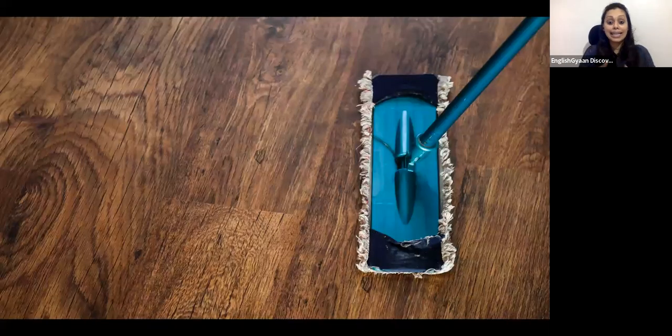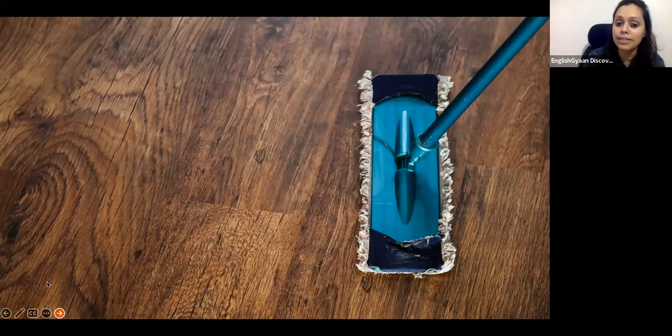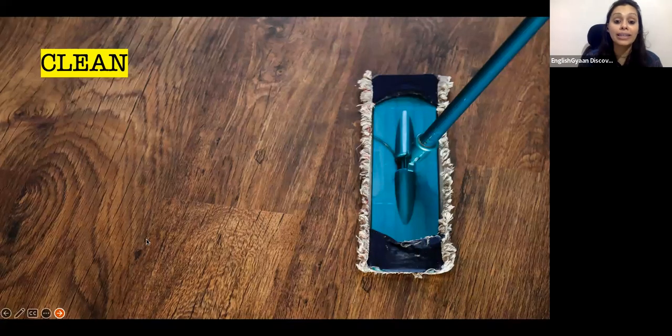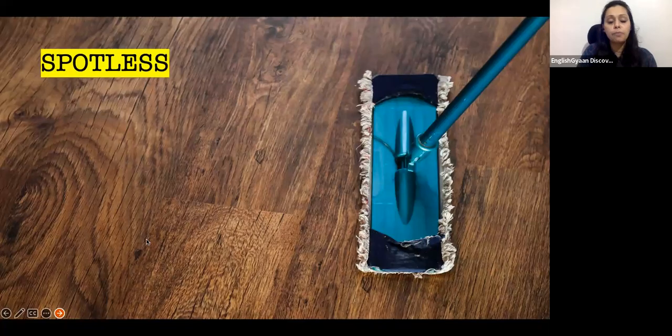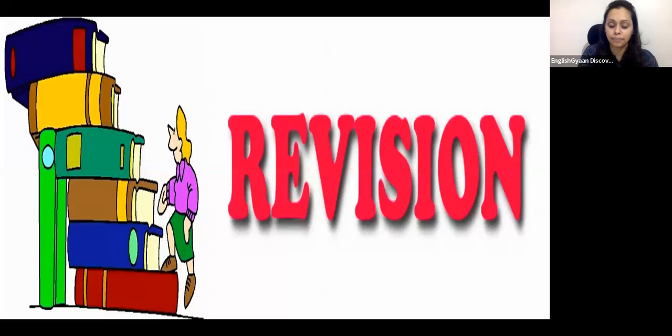Next is clean. Everyone likes to keep everything clean, tidy, neat. So clean is used in so many ways. We are going to replace it with a new word called spotless. Clean is nothing but spotless. My room is spotless, that is clean. The area near my society is spotless, means it is clean. My office is spotless, my office is clean. So clean is nothing but spotless.